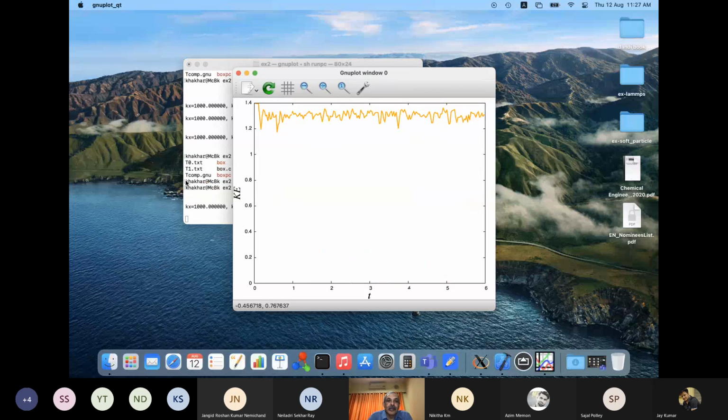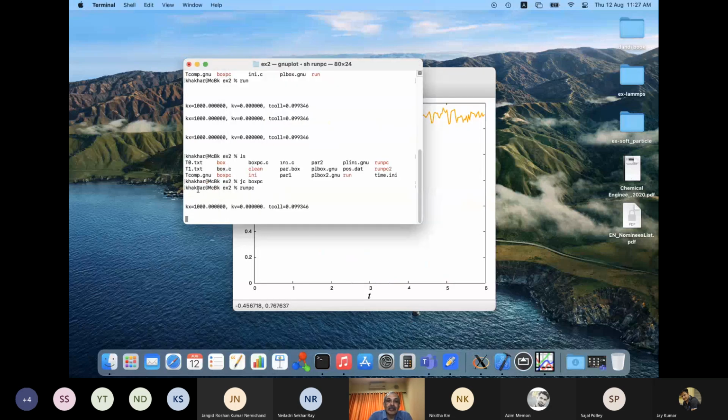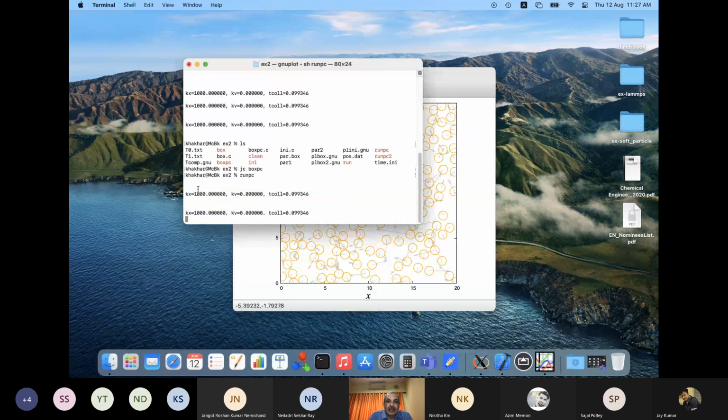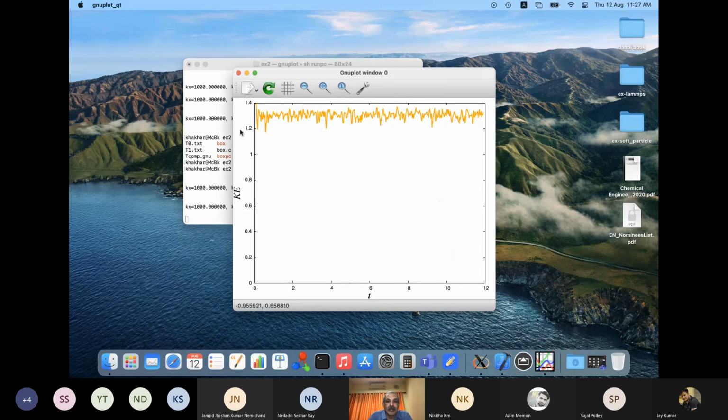And most importantly, the kinetic energy is constant because we have taken our parameter value, our coefficient of restitution, to be 1. kV over here you can see is 0. Kx is 1000, kV is 0. That means coefficient of restitution is 1 and there should be no loss of energy. And in fact, kinetic energy is just coming constant.